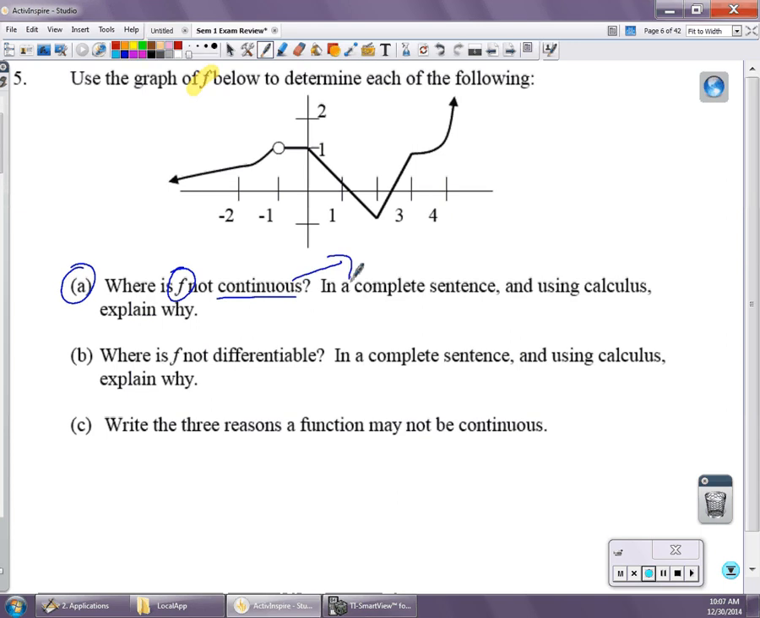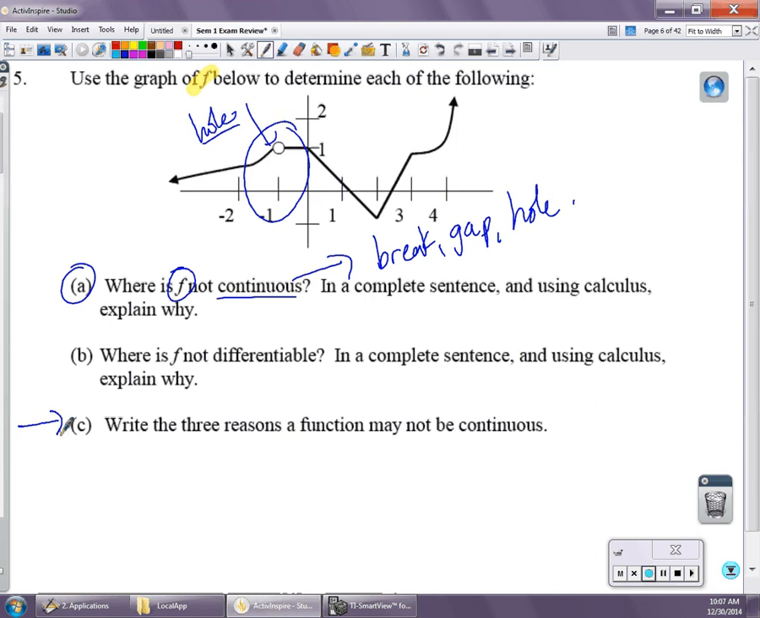Now remember, for continuity, we're looking for either a break, a gap, or a hole. That's where a function is not continuous. And it's very easy to see that in this problem, there's a discontinuity at x equal to 1 because there is a hole in the graph. In other words, at that value of x in the domain, there is no output, there is no y value. Now, I'm going to skip over A and go to letter C because we're going to have to write a sentence explaining why, using good mathematics, the function is not continuous.